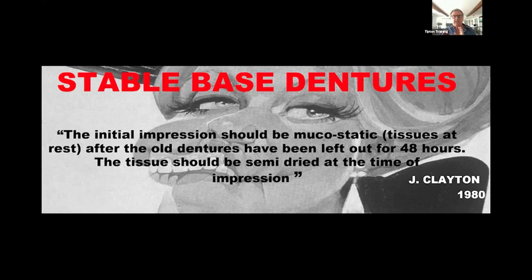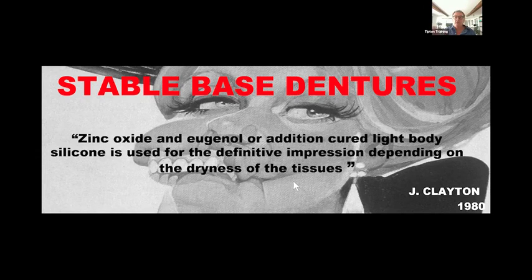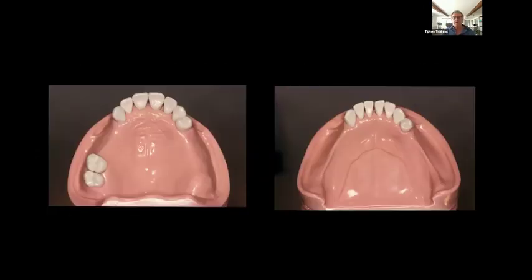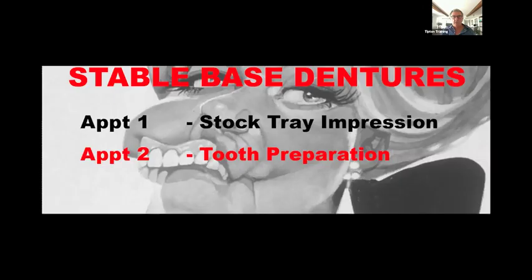As I mentioned, we've got zinc oxide eugenol as an impression material, or addition cured silicone. The use depends on how dry we can get that mouth. I would like to use, if possible, an addition cured silicone. So here's our patient, and we're going to be doing a stable base denture, bounded saddle on one side, unbounded on the other side, and then classic unbounded saddles on the lower. At our second appointment, we now have to take these impressions.